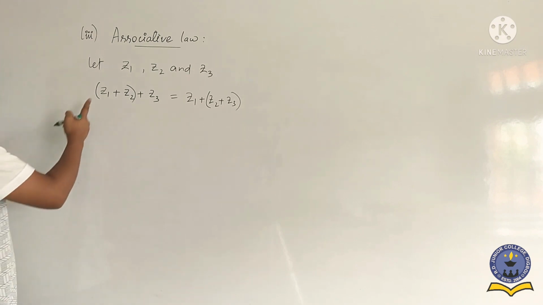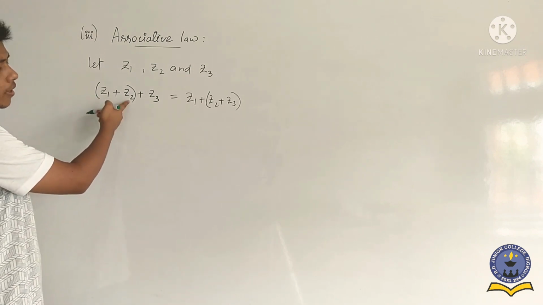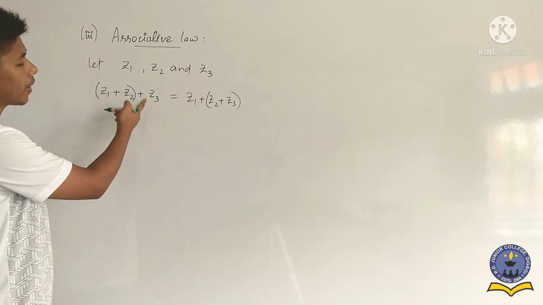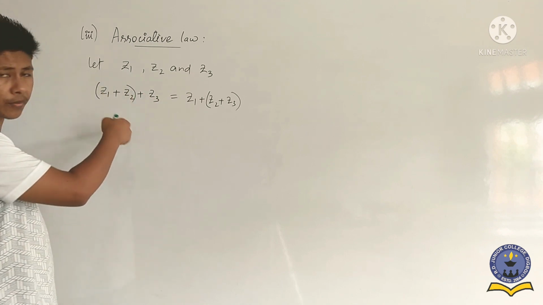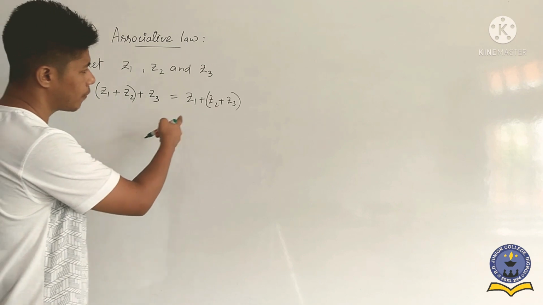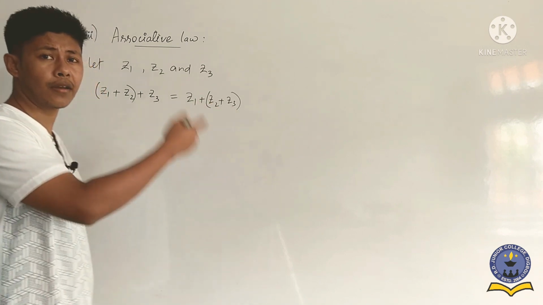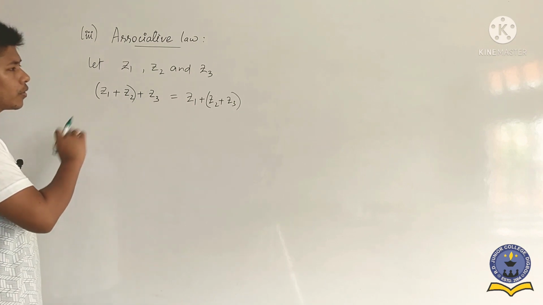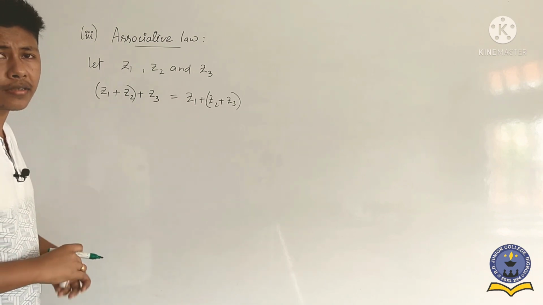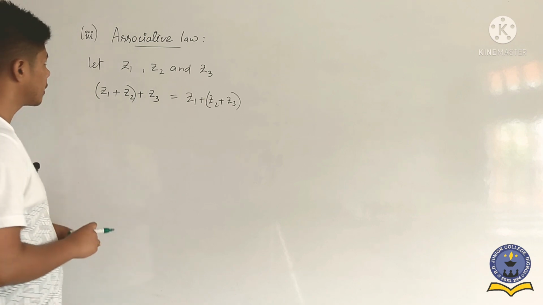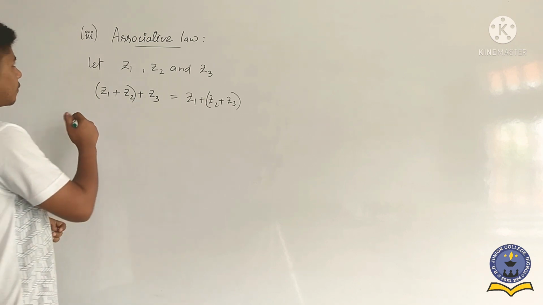Is it clear? So in this case, first we add z1 and z2, and then after that we add with z3. Then we get some result here, as well as if we add z2 and z3 first and then add with z1, then again we get some result. So if both the results are the same, then it is known as associative law. Is it clear? So this one is very simple here.